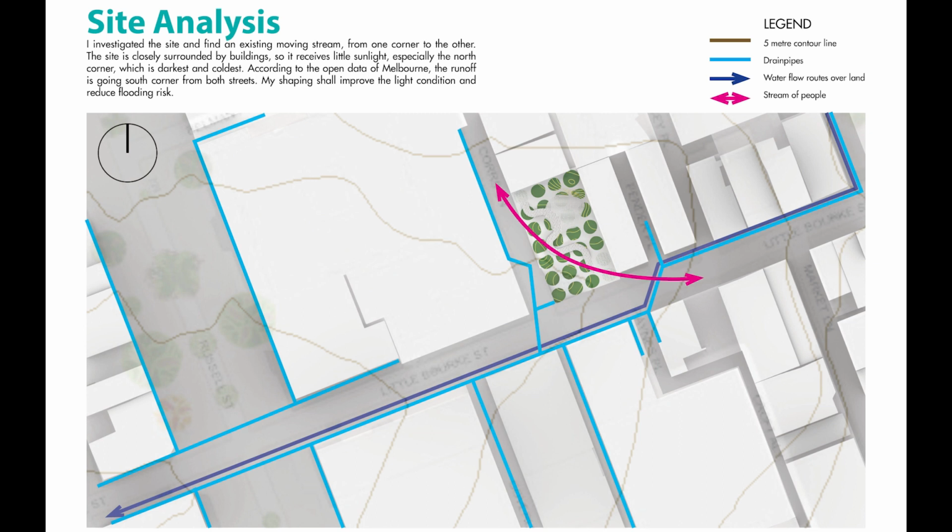The site is closely surrounded by buildings, so it receives little sunlight, especially the north corner, which is darkest and coldest. According to the open data of Melbourne, the runoff is going to the south corner from both streets. My shaping shall improve the light condition and reduce flooding risk.